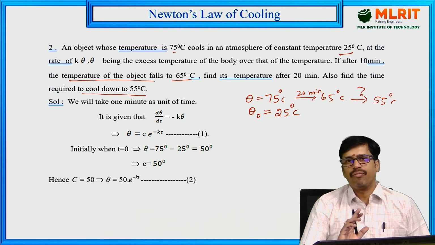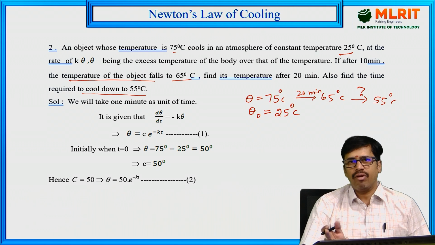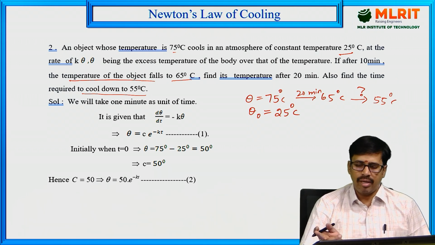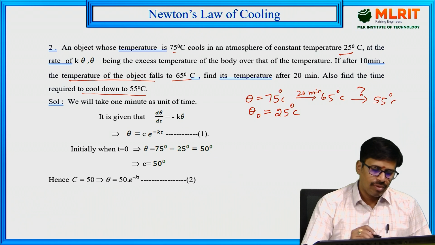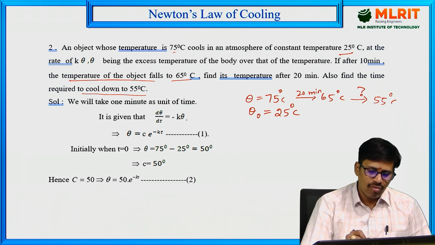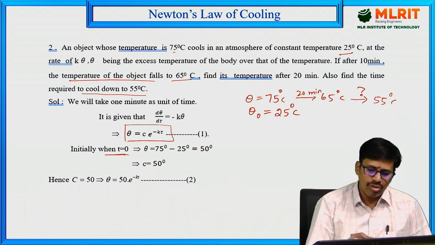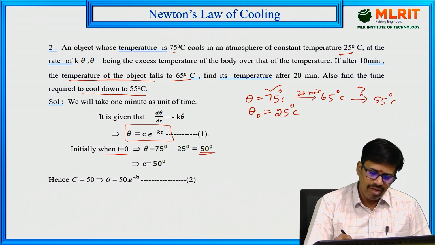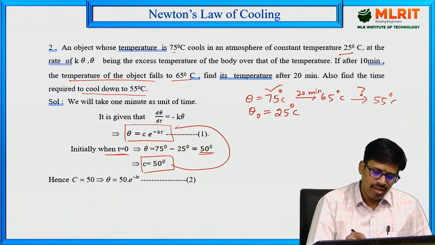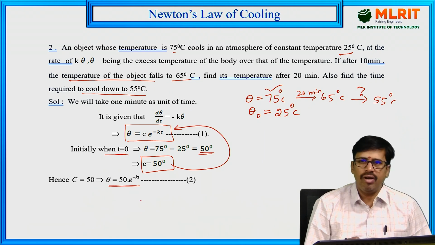There are two cases. Time will be given and temperature we have to find, or temperature will be given and we have to find the time. Here we need to find the time. So initially we will take 1 minute as the unit of time. So d theta by dt equals minus k theta. From this equation theta is equal to c into e power minus kt. Initially, at starting time t equal to 0, theta is 75 minus 25, that is 50. So we got c value 50. Substituting c value 50 here, we get theta equal to 50 into e power minus kt.